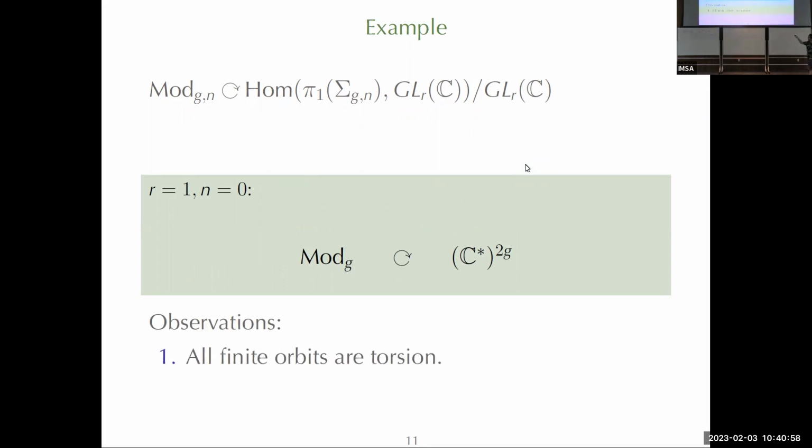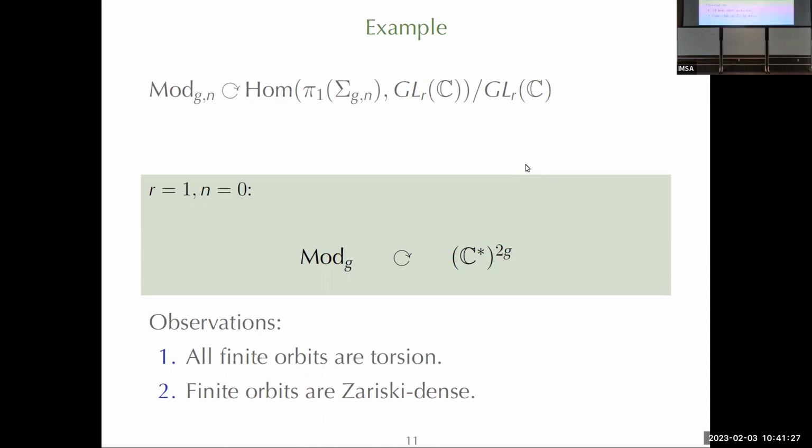So the first observation is that the finite orbits are exactly the torsion points, since these are the 2g-tuples of roots of unity. That's a little exercise, if you get bored during the talk, you can look at it yourself. It's just a fact about Sp_2g acting on this space. Since we know exactly what the finite orbits are, it's easy to say the second thing that we observe, which is that the finite orbits are Zariski dense. So the roots of unity are Zariski dense in C*, and so 2g-tuples of them are dense in (C*)^2g.